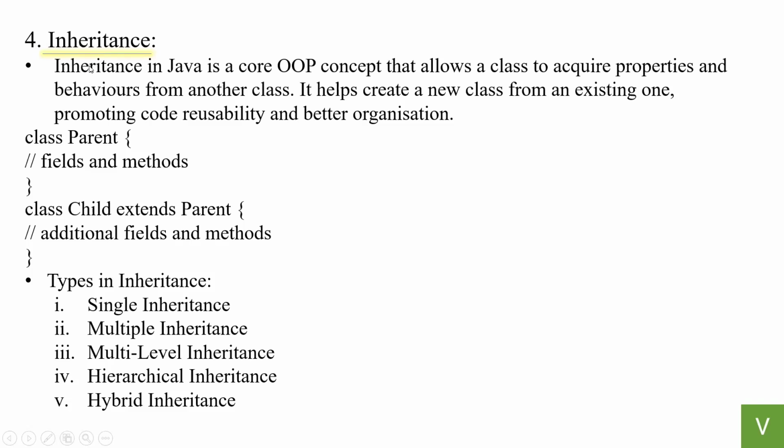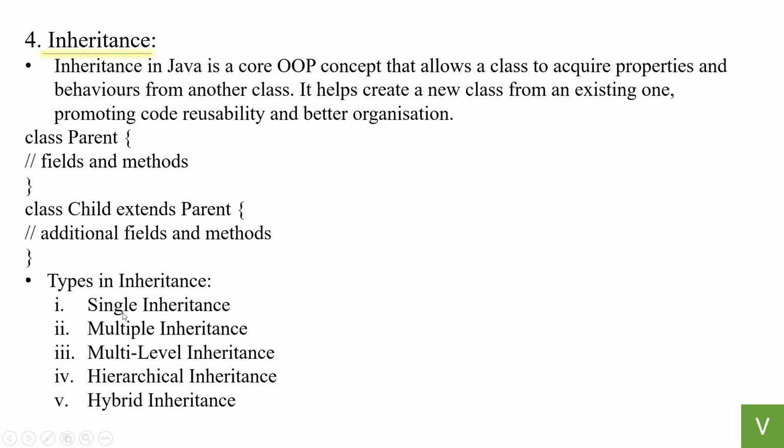So basically, inheritance is the process of deriving the child class from its parent class. While deriving, all the properties, that is fields and methods in the parent class, can be accessed in the child class. Whereas we can also create some additional fields and methods in the child class. So this is about the inheritance concept. There are different types of inheritance. That is, we have single inheritance, multiple inheritance, multi-level inheritance, hierarchical inheritance, and hybrid inheritance.